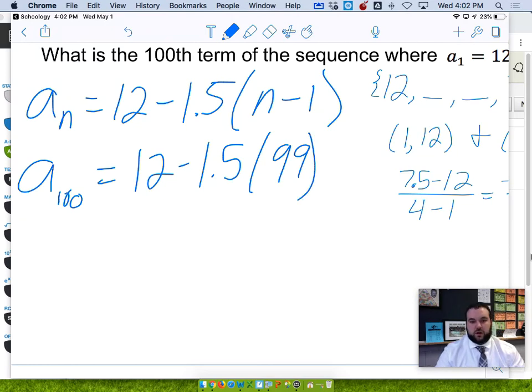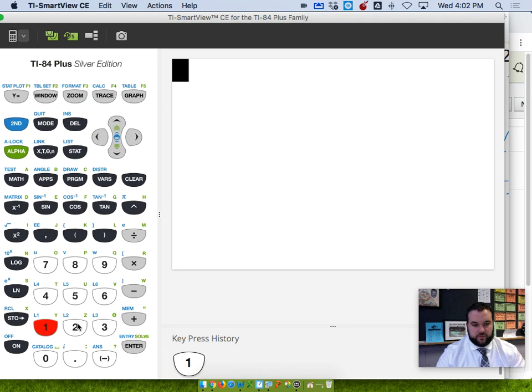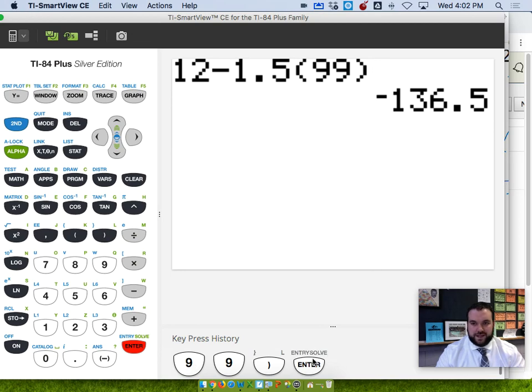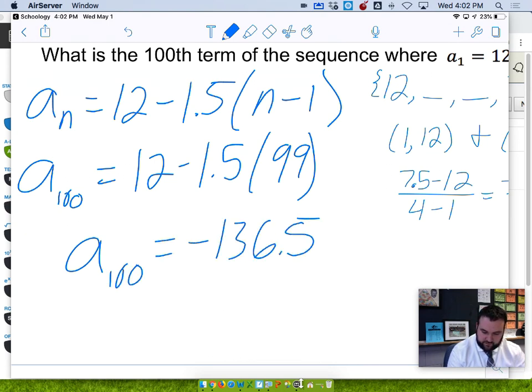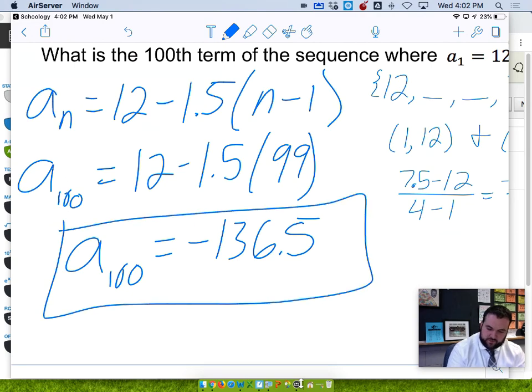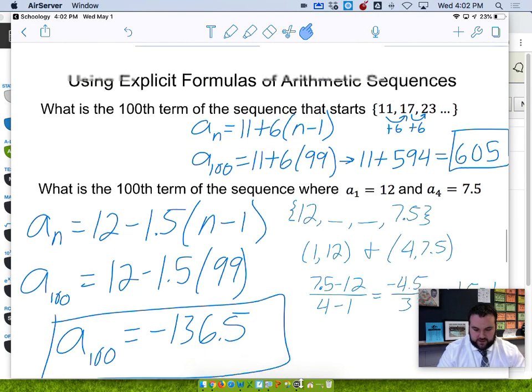The nice thing about our graphing calculators is you can just type this in. So 12 minus 1.5 times 99, and we get our 100th term of negative 136.5. So A sub 100 equals negative 136.5. Pretty powerful stuff to be able to use that explicit formula.